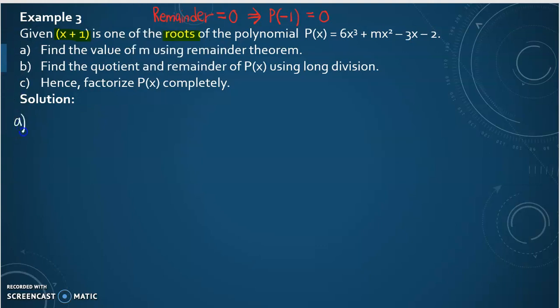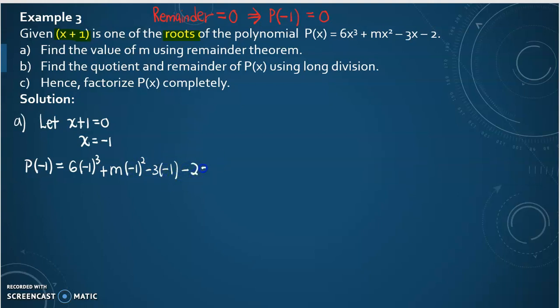So question A. I let x plus 1 equal to 0, so x will be equal to negative 1. In the next step, I will substitute into the function p. So p(-1): when I substitute into this function, 6 times negative 1 to the power of 3 plus m times negative 1 squared minus 3 times negative 1 minus 2 is supposed to be equal to 0. Why? Because x equals negative 1 is one of the roots.